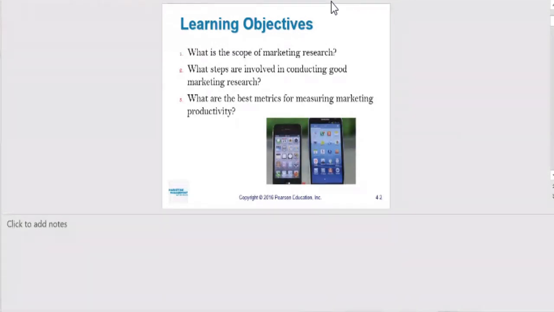And information is used towards identifying marketing opportunities and problems, refining, generating, and evaluating the different actions, and also towards monitoring the marketing performance, and towards improving understanding of marketing as a process per se. So let us look exactly at what is the scope of marketing research.